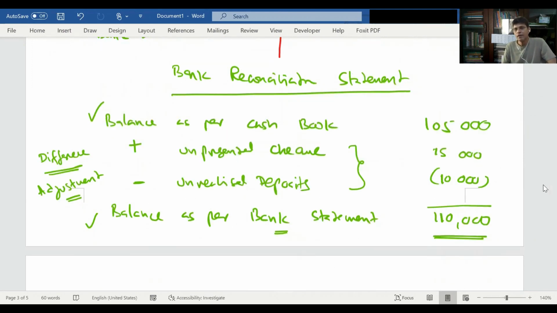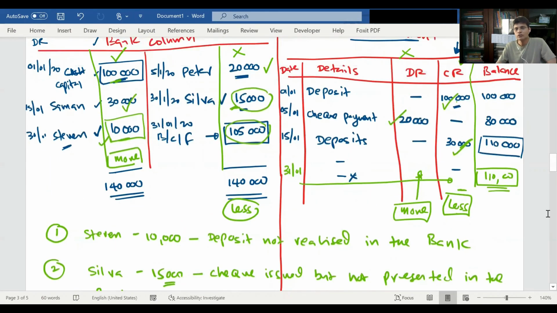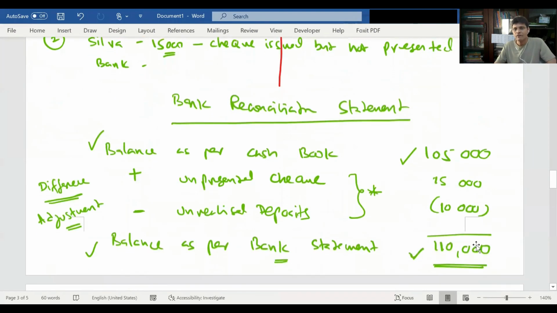Now when you make these two adjustments, you can see you are reconciling this. 105 plus 15 is 120, minus 10 is 110. So you started with the cash book and arrived at the bank statement balance by identifying these differences. There are two differences. We deposited 10,000, but it was not realized in the bank. And the other one, we issued a check for 15,000 that was not presented to the bank. So that's what we have adjusted.